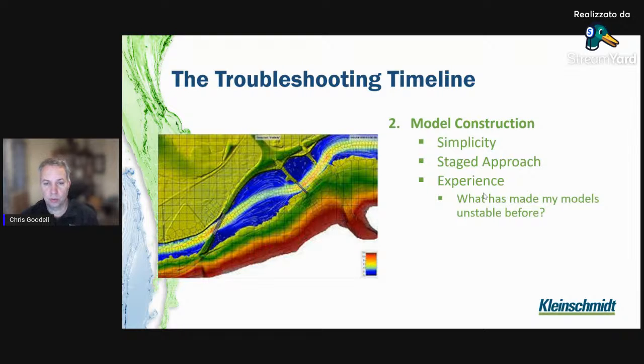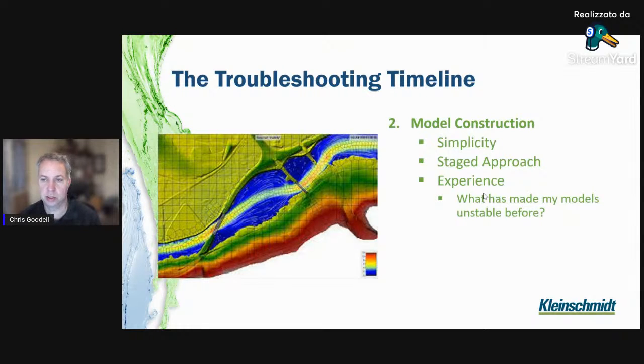So also, it's a good idea to build your model with a staged approach. That means start off with just a basic model. If it's a 2D model, just put your mesh in there, run it, look for errors, fix those errors. Then maybe you add in a bridge or a storage area, SA/2D area connection, or a dam where you might put in a breach.